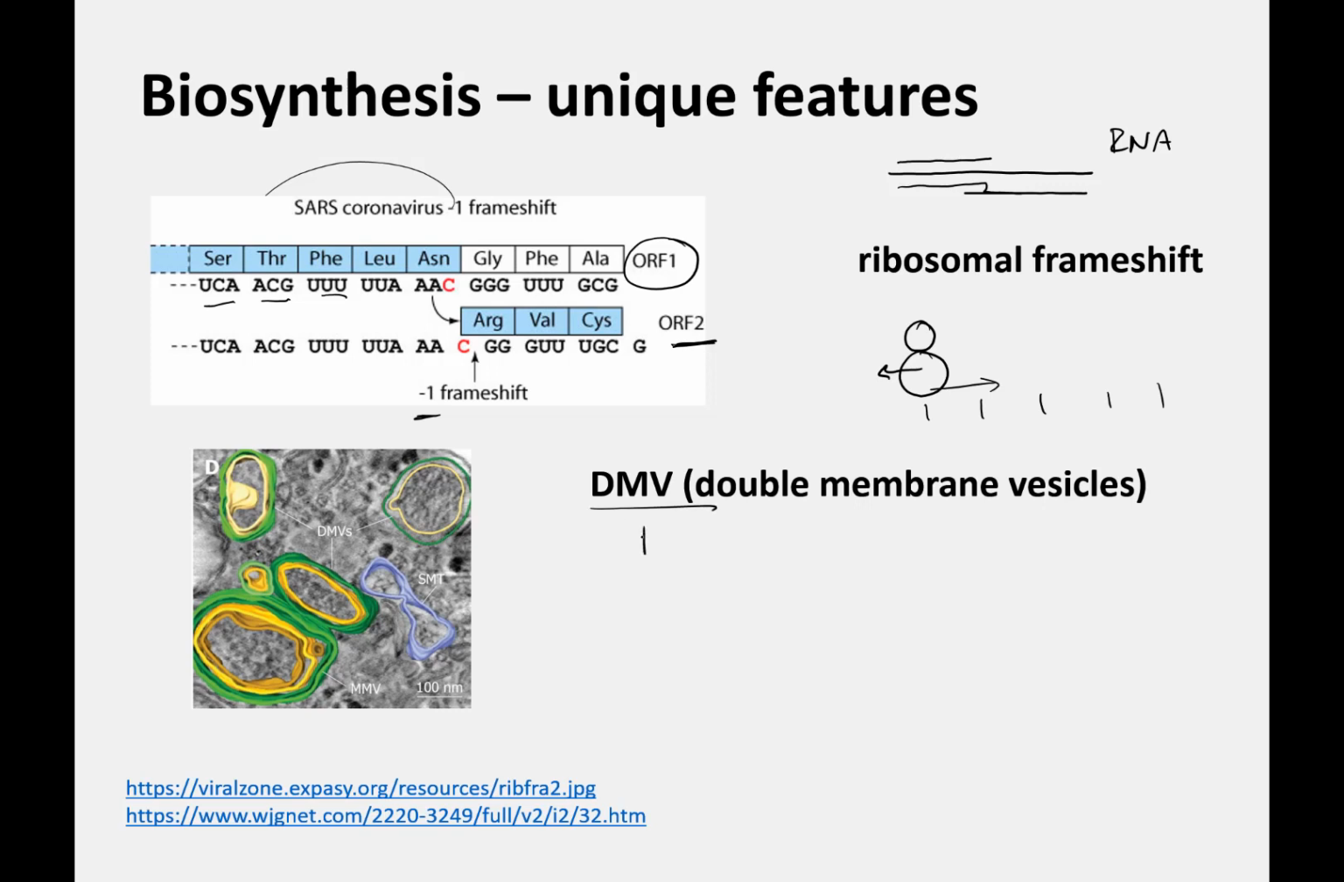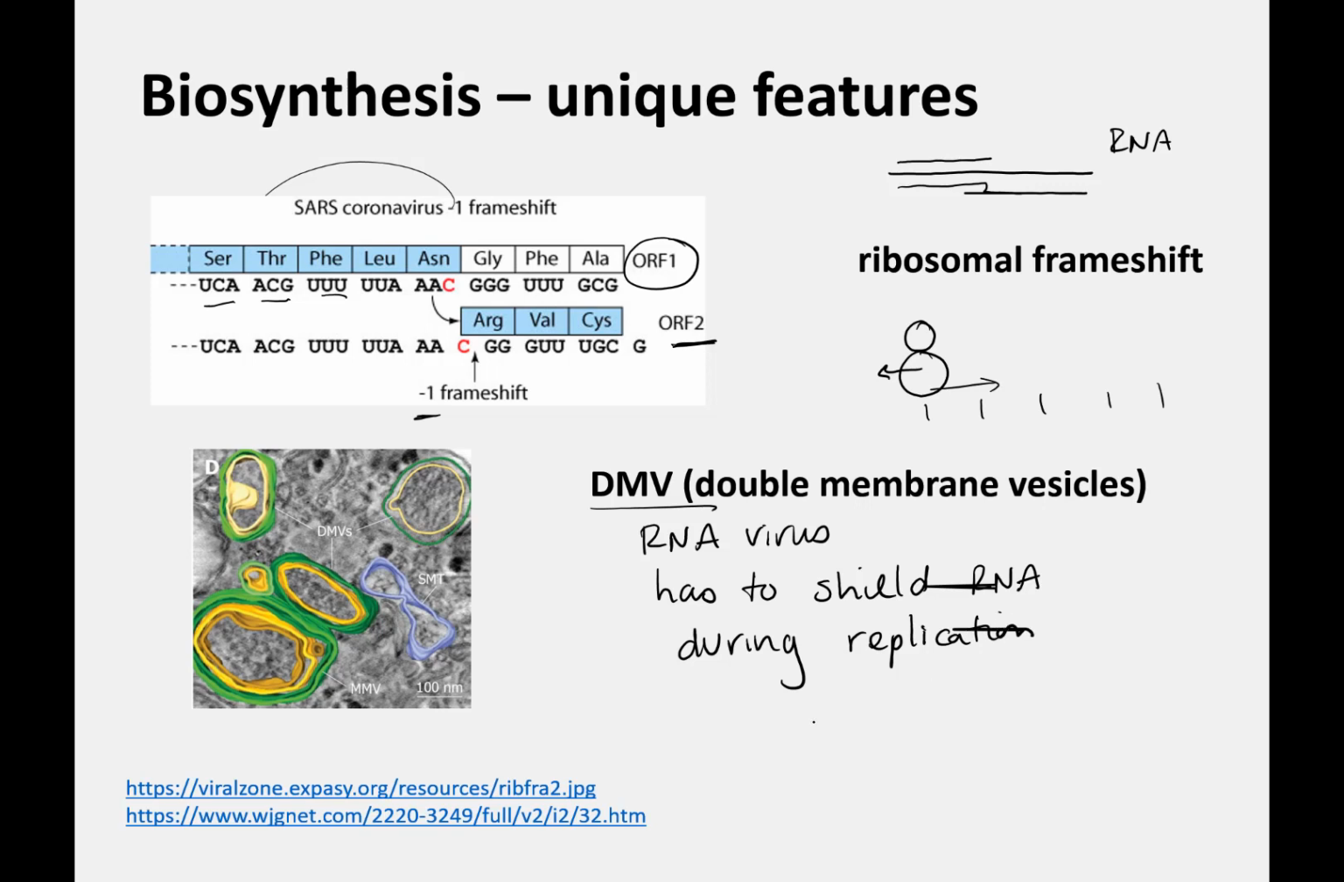Some RNA viruses will actually recruit and make these double membrane vesicles you can see here in green and yellow. And what's happening is an RNA virus has to shield the RNA during replication. Because for RNA to be replicated, you have to have the 2 opposite strands, right? You need a plus, you need a minus, just like DNA replication.